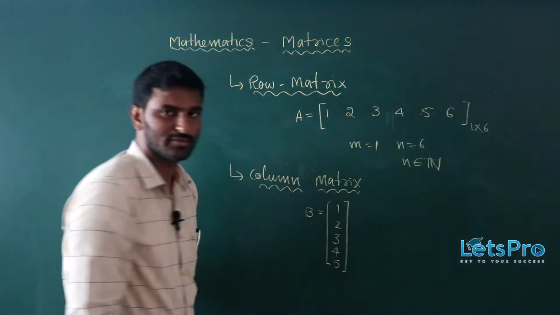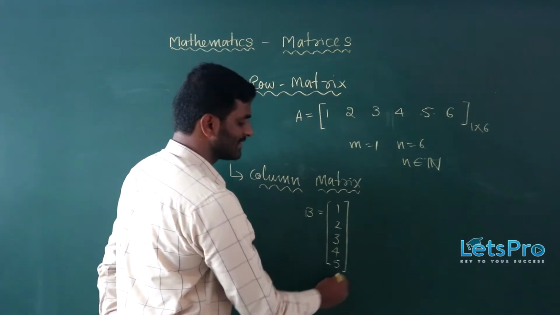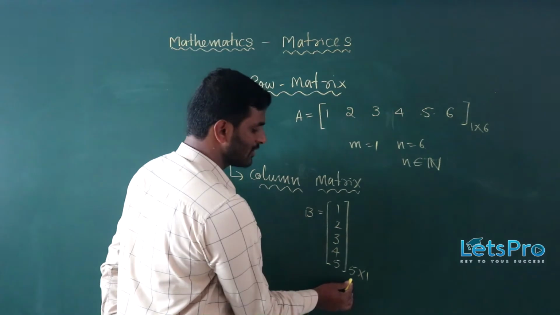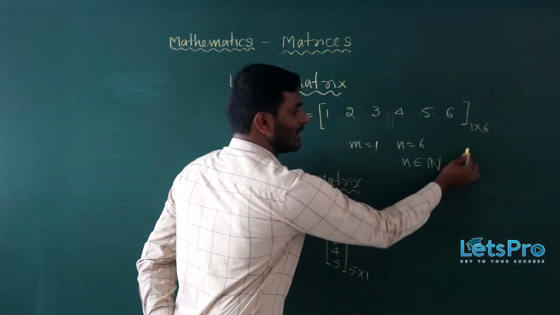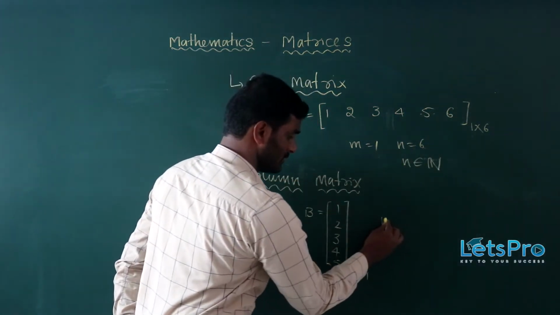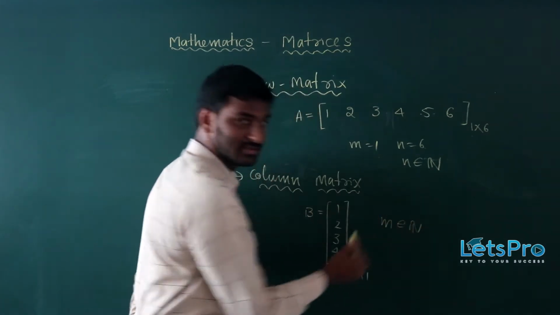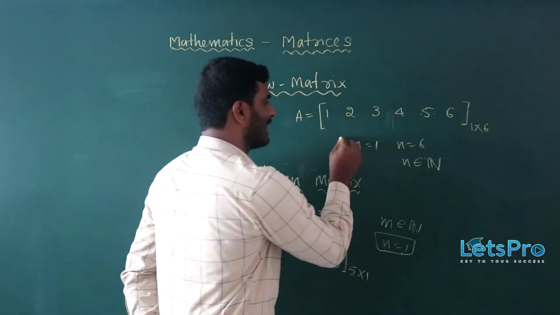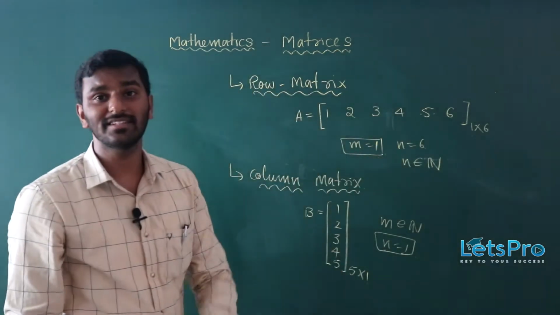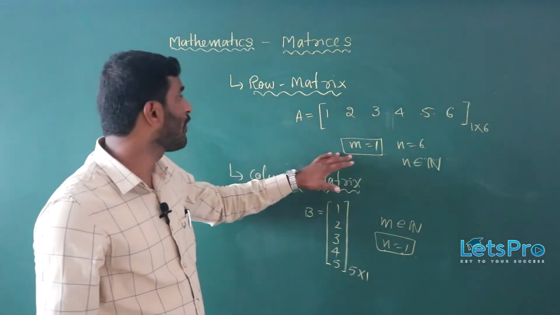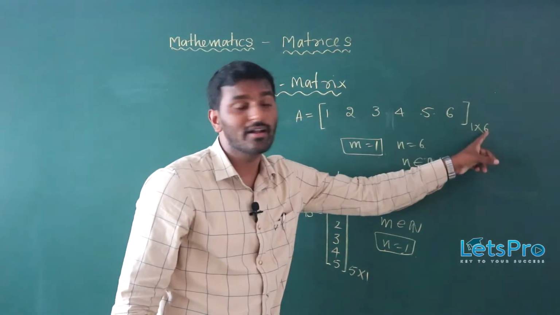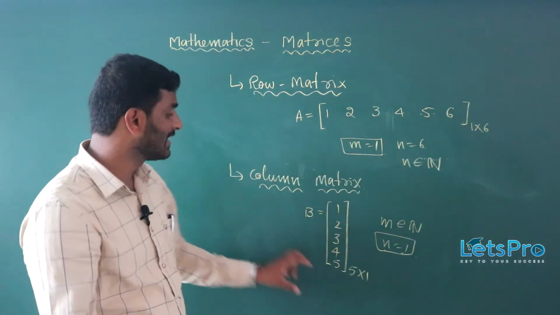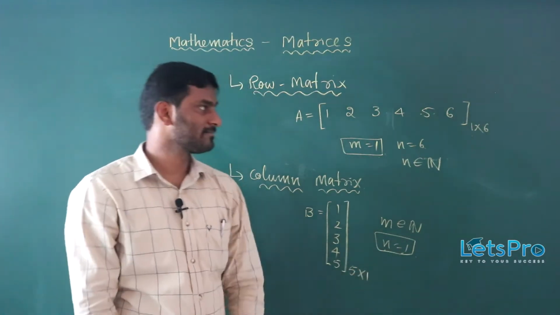So what is the order of this matrix? The order is 5 rows and 1 column. Let us call this m and n. Here the m value always belongs to natural numbers, but the n value is always 1. So note this point: n is equal to 1. In the row matrix, the m value is always 1. In the examination, they'll ask what is the order: for a row matrix, m is equal to 1; in this case, n is equal to 1.